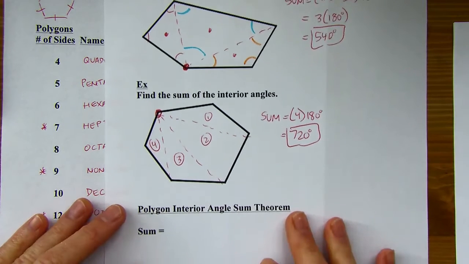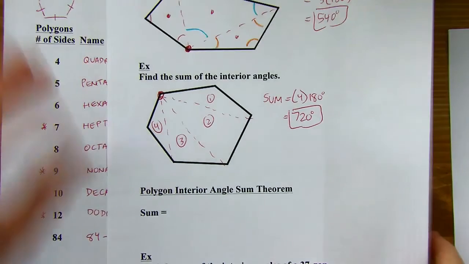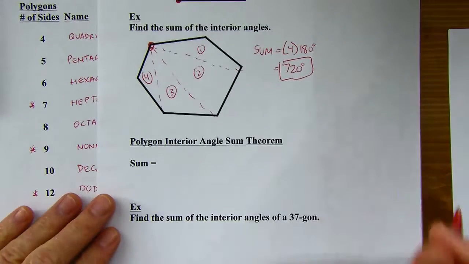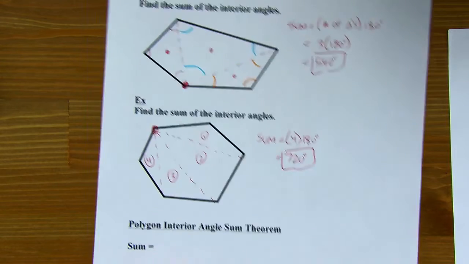So let's try this next problem. Well, I'm going to skip this a little bit for now. Okay, let's go down to this problem. Find the sum of the interior angles of a 37-gon. Well, I don't want to draw a 37-sided polygon and then cut it up into triangles. And there's no picture here either, so that would be a huge pain. I mean, you could do that. But instead of doing that, let's look for a pattern, okay?